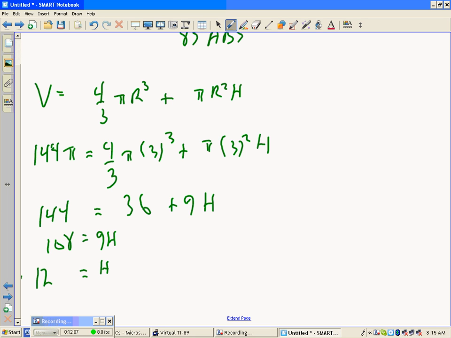Didn't they give you units in this problem? This is in cubic centimeters. This is in centimeters. What's this? Centimeters. Better label your answers. Okay, that's it. That's the height of the cylinder. You might need that later on. That's not calculus. Okay, but you might need that.